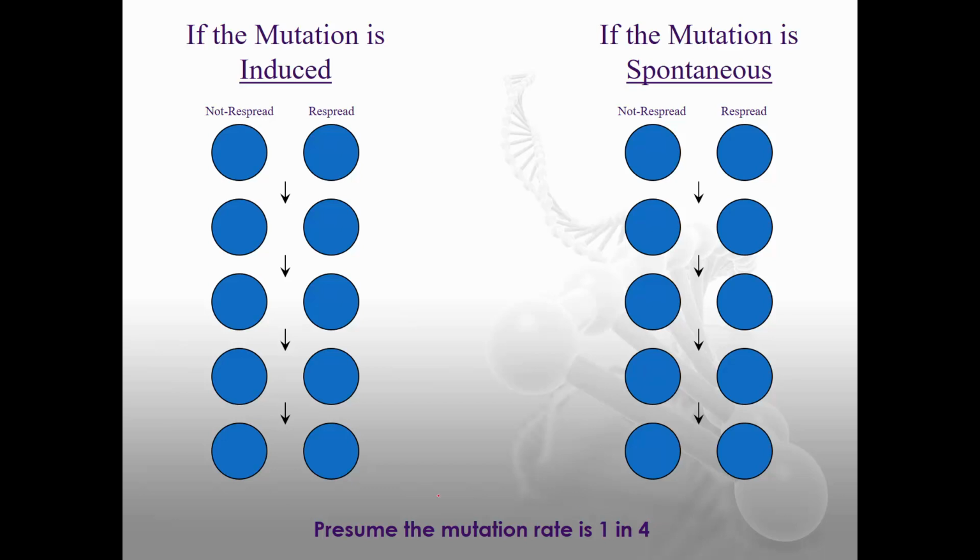So let's pretend that our mutation frequency is much, much, much higher, something like 1 in 4, and we'll just go with that mutation frequency for both conditions, induced or spontaneous, and see what happens if we start with 4 cells on both plates. And then what happens if the mutation is induced or if it's spontaneous. So let's just start by putting cells on all the plates. Whether it's induced or spontaneous, we'll put 4 cells on each plate.